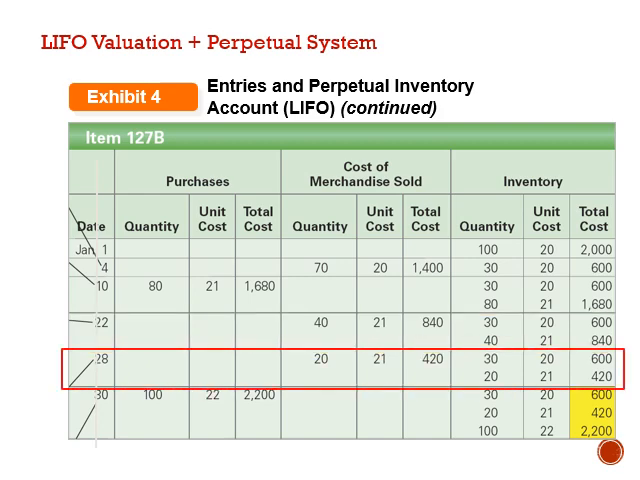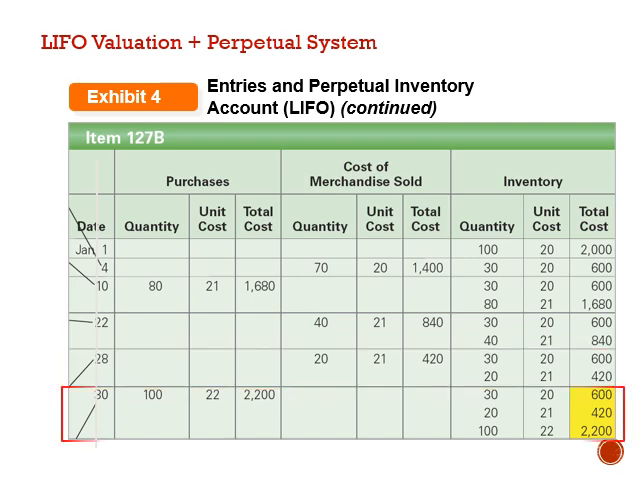On 28th of January, there is another sale of 20 units, and again, we sell from the most recent batch at $21 per unit. Therefore, the cost of goods sold will be at $420, leaving 30 units from earlier batch and 20 units from the most recent batch with a total balance of $1,020. On 30th January, there is a purchase of 100 units at $22 per unit.